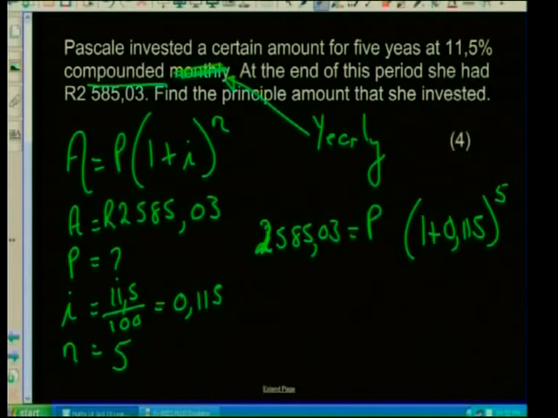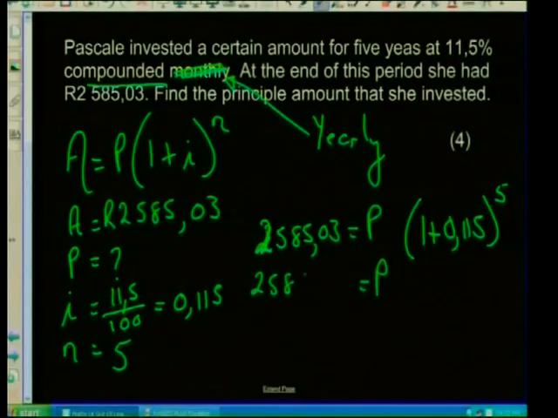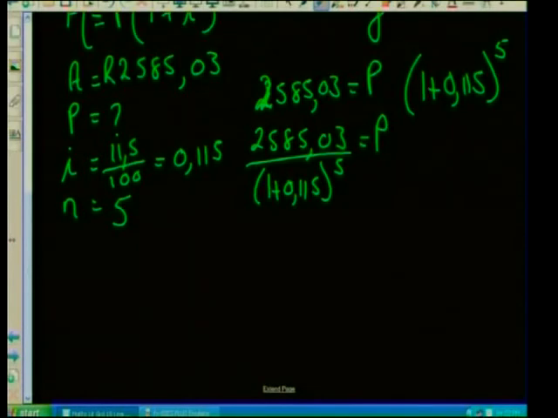Let's work this funny little bit out. In fact, we don't even need to work it out straight away. We can say P equals 2,585 Rand and 3 cents. How do I get that P by itself? I take this whole thing here, the 1 plus 0,115 all to the power of 5, and I'm taking it across the side, and we're going to say 1 plus 0,115 all to the power of 5. Okay? I can work it out first and then take it across. That's fine. Now, P equals, let's take out our calculator.